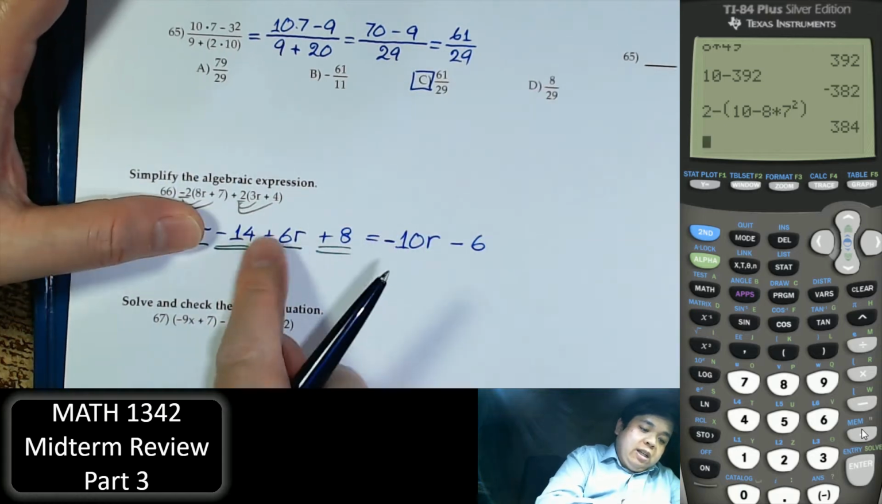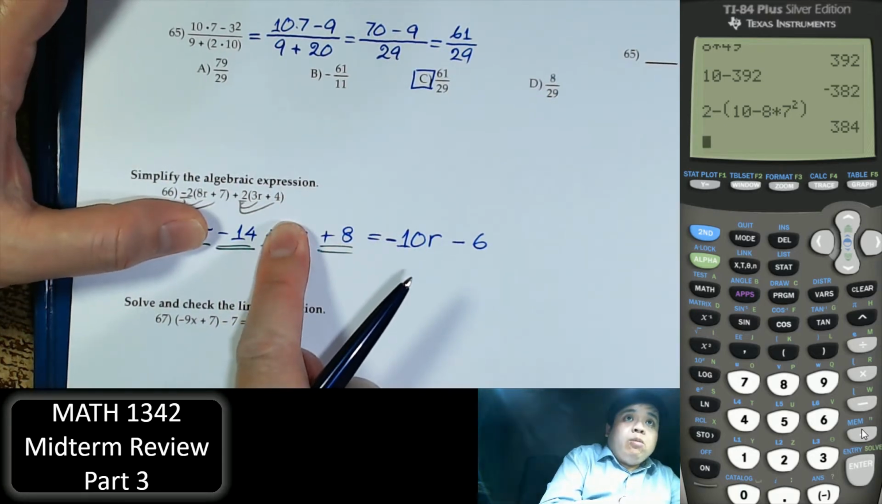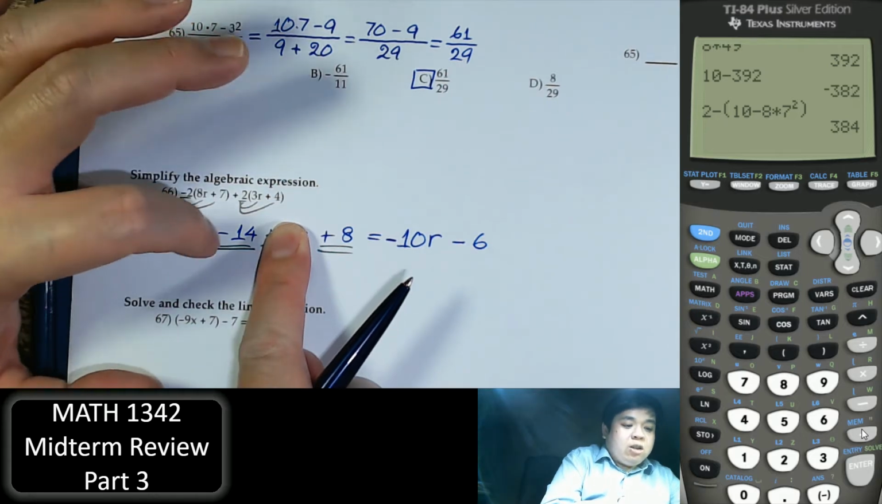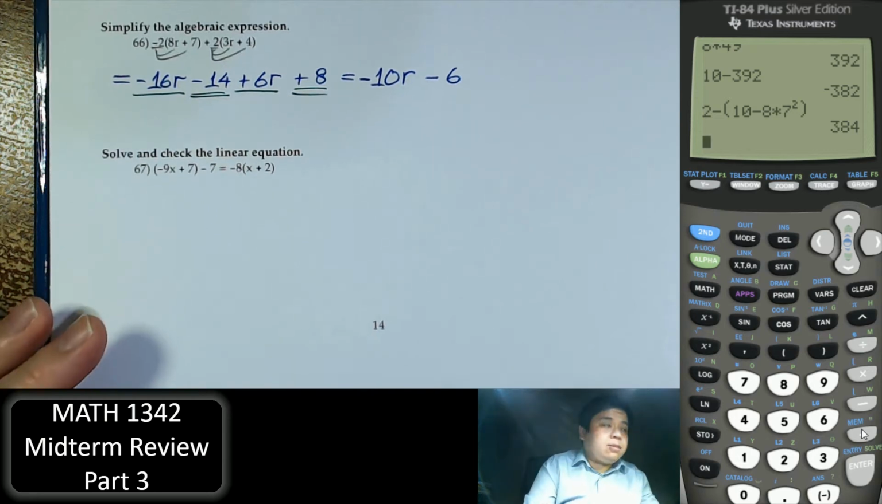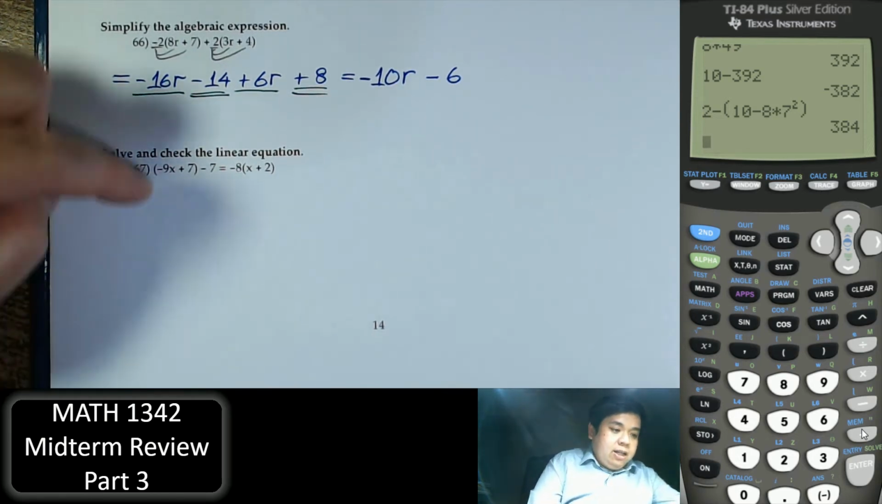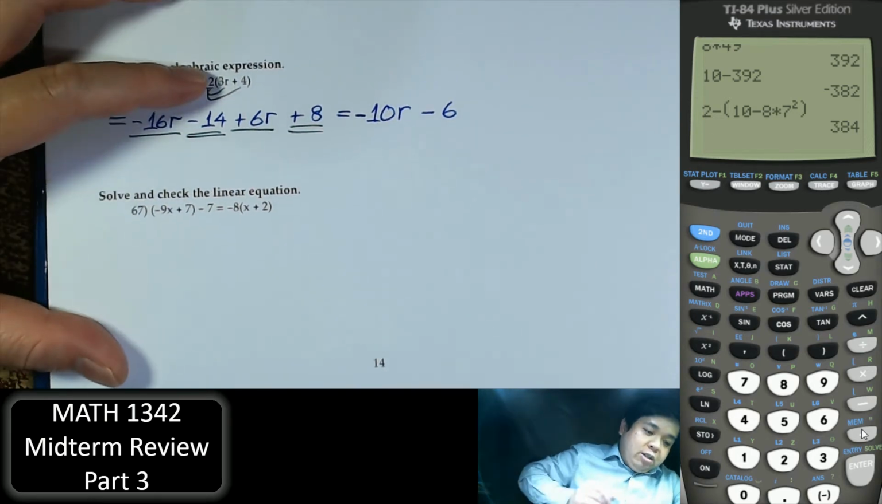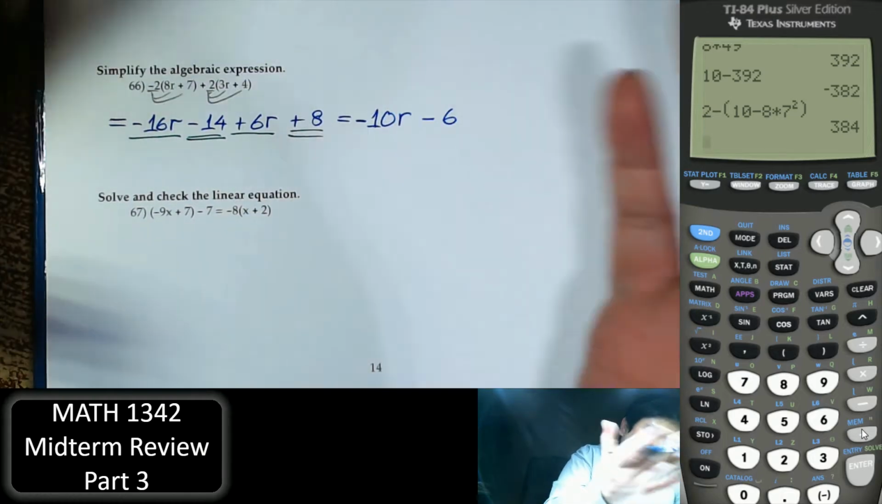Once again, we subtract the 14 by 8, 6, and the sign goes with the bigger number. So that's what we have. Next, solve this linear equation and check. I'm just going to solve it.